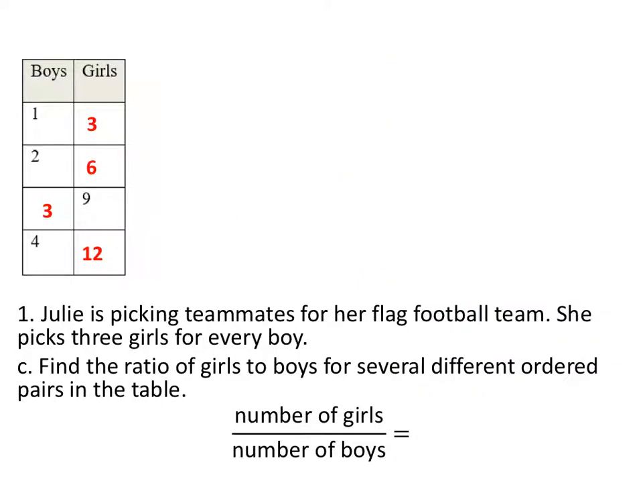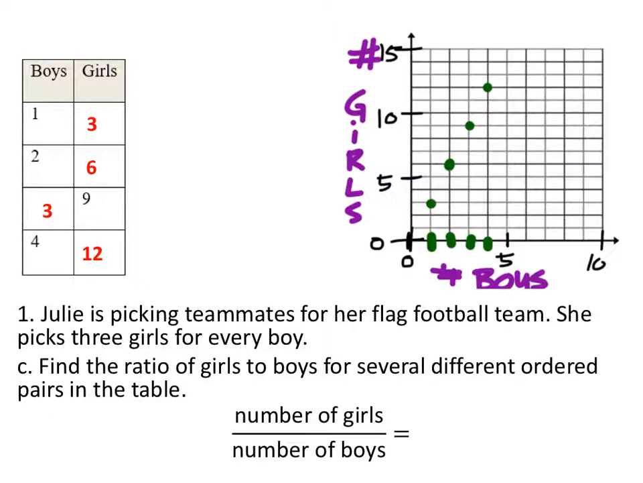So part C, find the ratio of girls to boys for several different ordered pairs in the table. So we have the ratio of number of girls to the number of boys on this, and we're going to use these ordered pairs. So just looking at the graph from this, let's look at some of these ordered pairs. So this one is 1, 3, which tells us there were 3 girls on the team and 1 boy on the team.